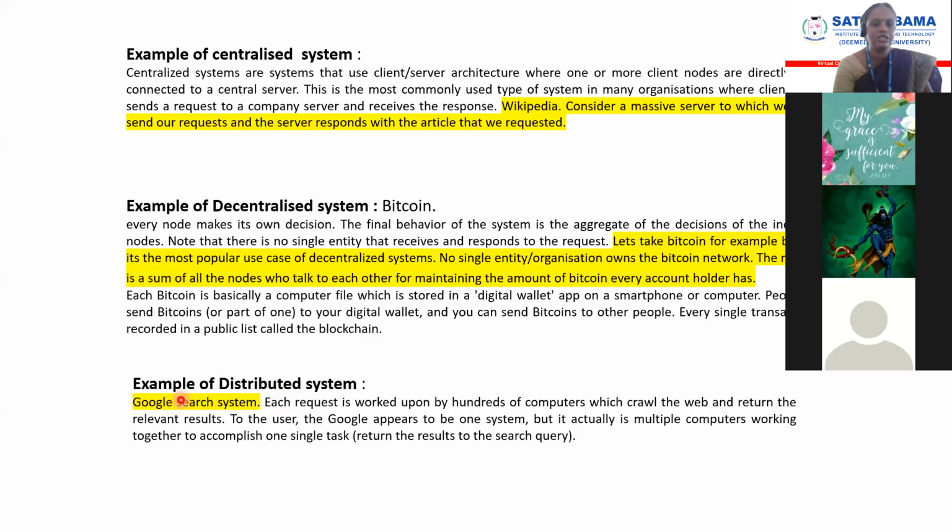Google search will support our own location. In India, when we search on Google, it will display results according to our location. So these are the examples for centralized, decentralized, and distributed systems. This will come into that.